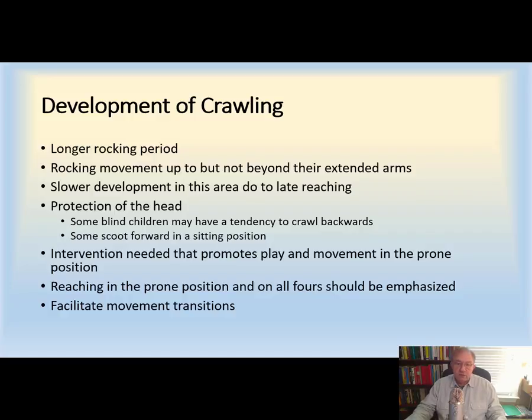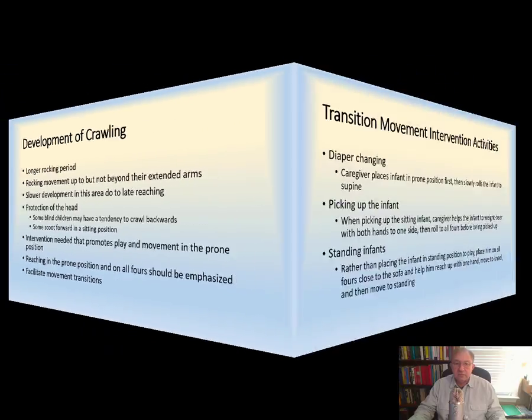So we have to look at interventions, and an intervention that promotes play and movement in the prone position early on will facilitate the prone progression that we've talked about. And reaching in the prone position while being on all fours really should be emphasized, giving the child something to reach for when they're in that all four position, developing muscles and doing just that.